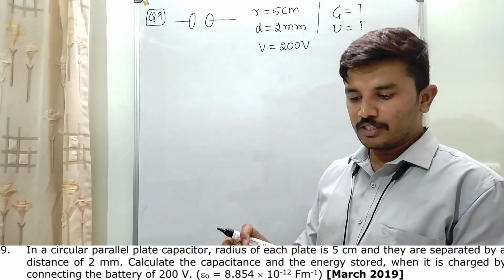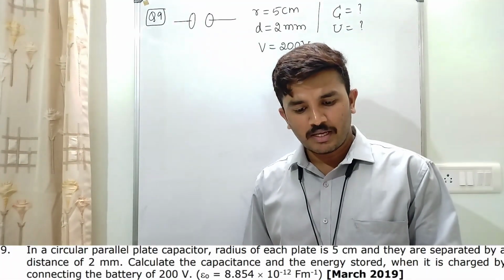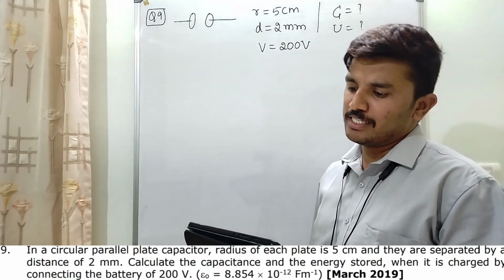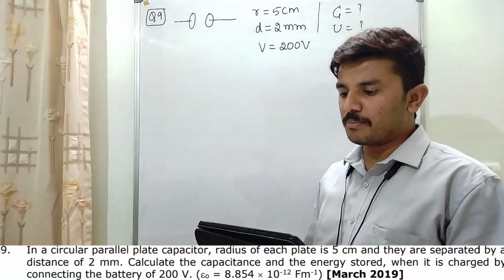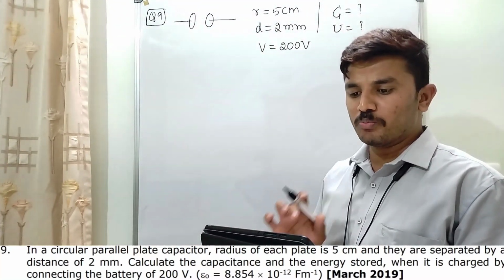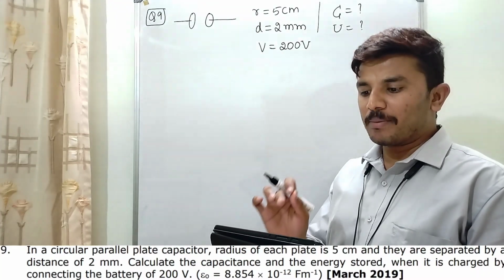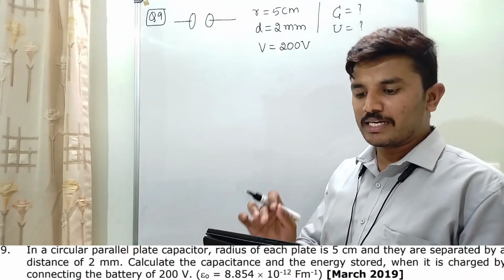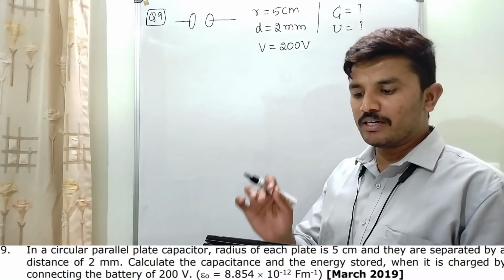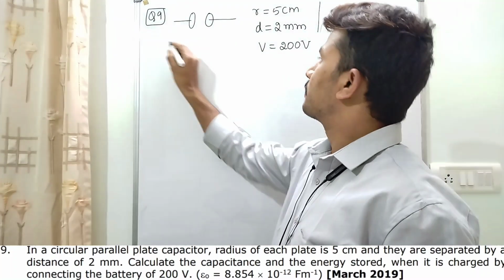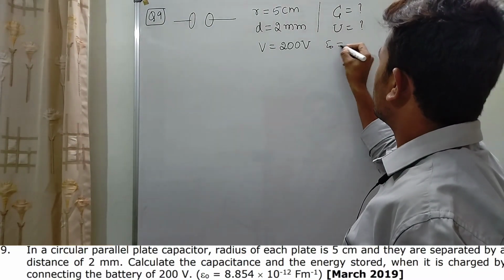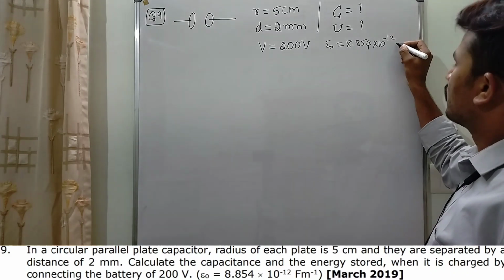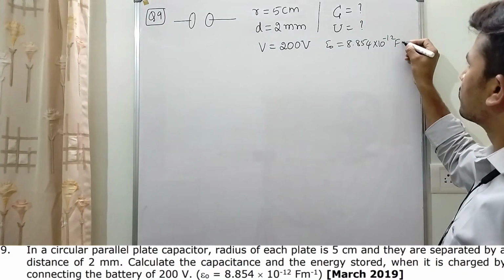Okay, dear students, we got the next question here. Let me read it out. In a circular parallel plate capacitor, radius of each plate is 5 cm and they are separated by a distance 2 mm. Calculate the capacitance and energy stored when it is charged by connecting a battery of 200 volt. Given epsilon naught value 8.854 into 10 to the power minus 12 farad per meter.